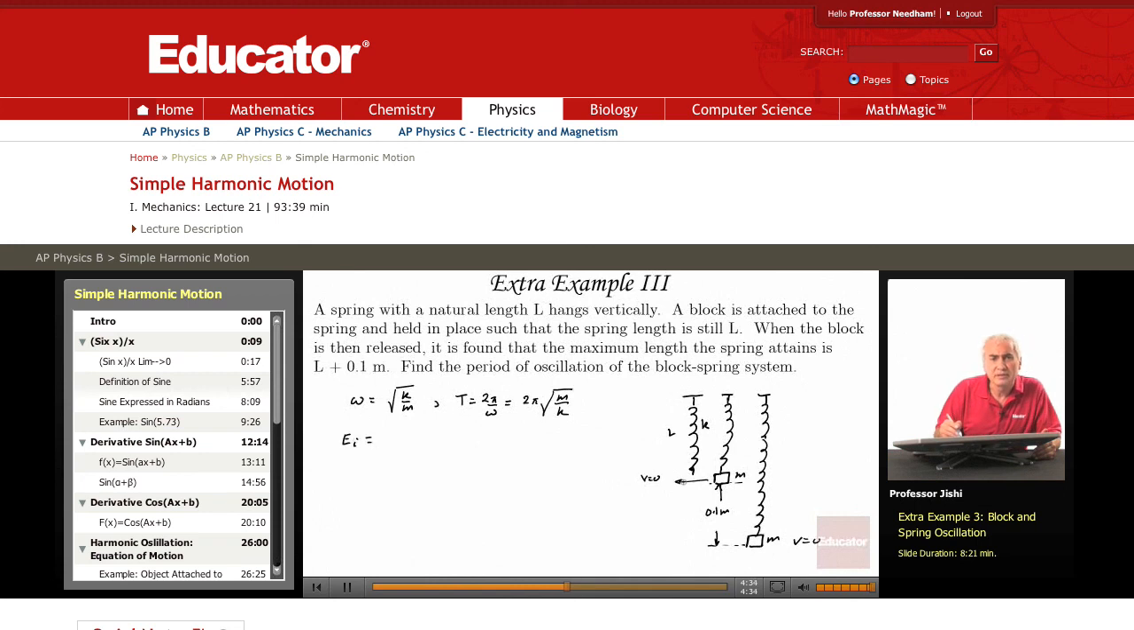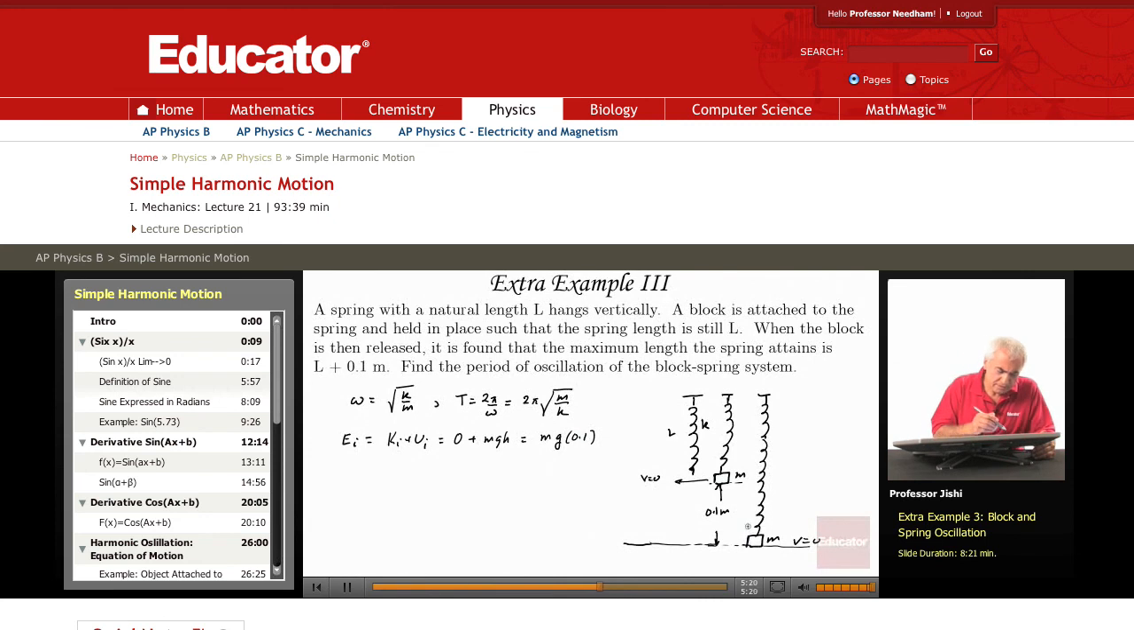The energy here, the kinetic energy is 0. Ki plus Ui. I can measure the heights from here. The kinetic energy here is 0, but the potential energy is m, g, h. And h is 0.1. So this is m, g times 0.1. This is the total energy of the object here.